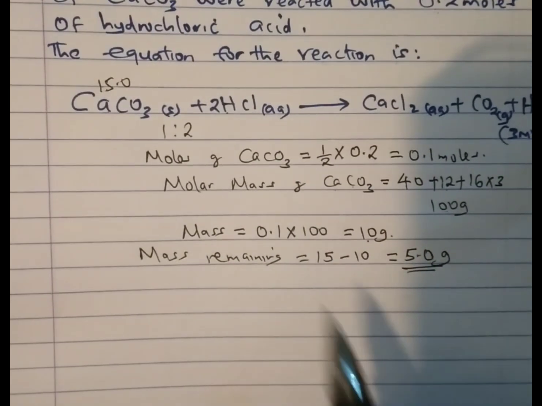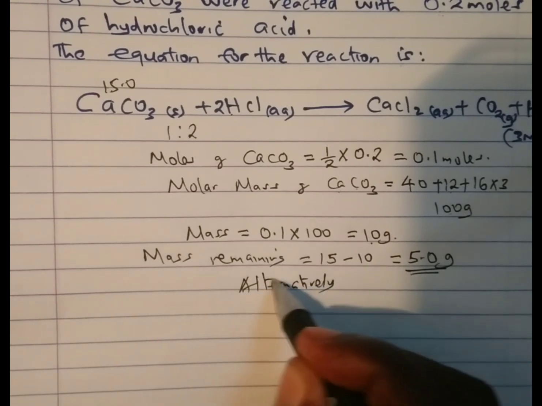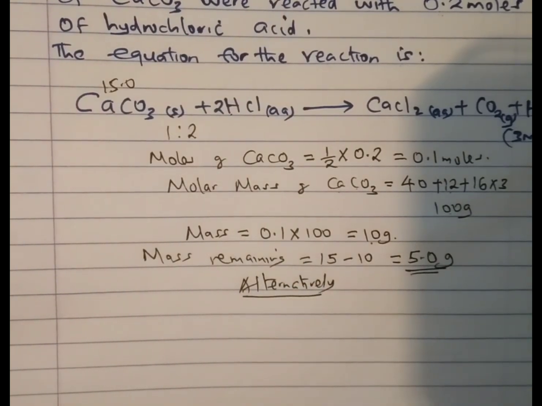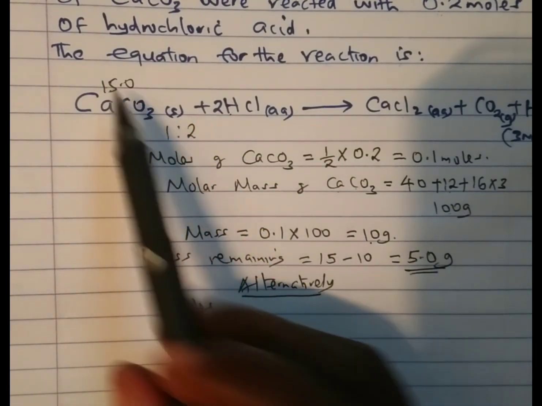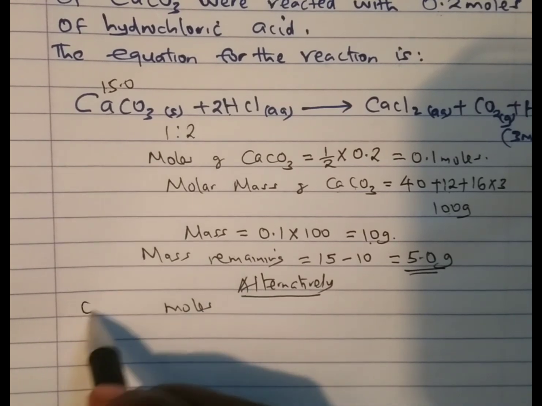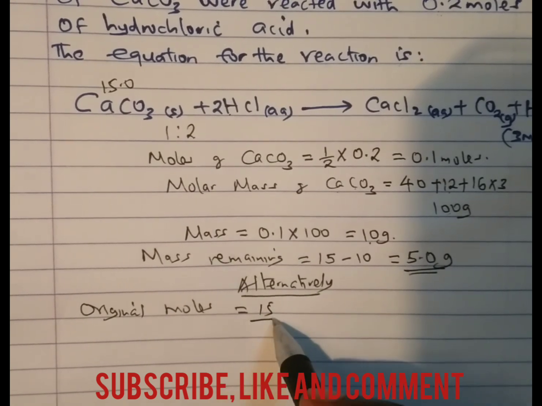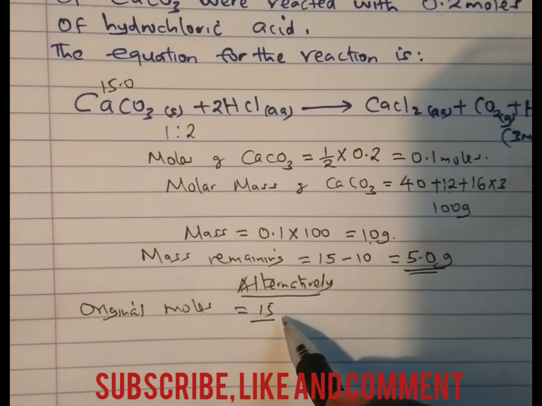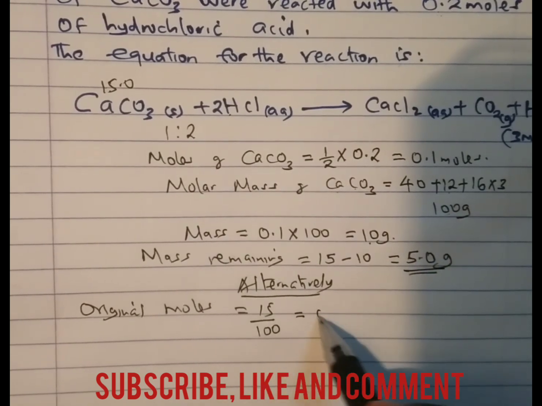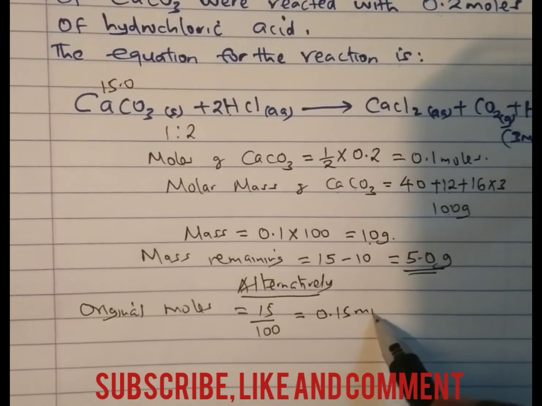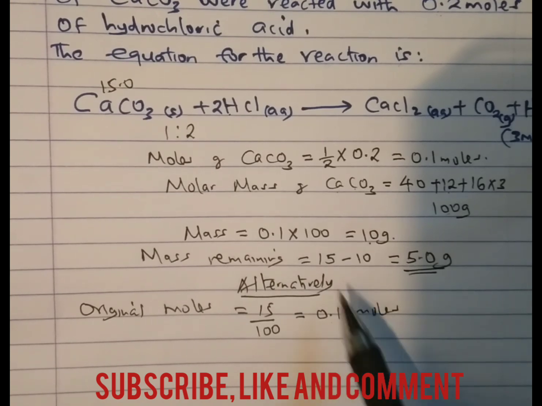Alternatively, we can calculate the original moles of the carbonate. So initially we had 15 grams, so to get the original moles, you take the mass, which is 15, you divide by the molar mass of calcium carbonate, which is 100, and this one gives us 0.15 moles. These are the number of moles originally.